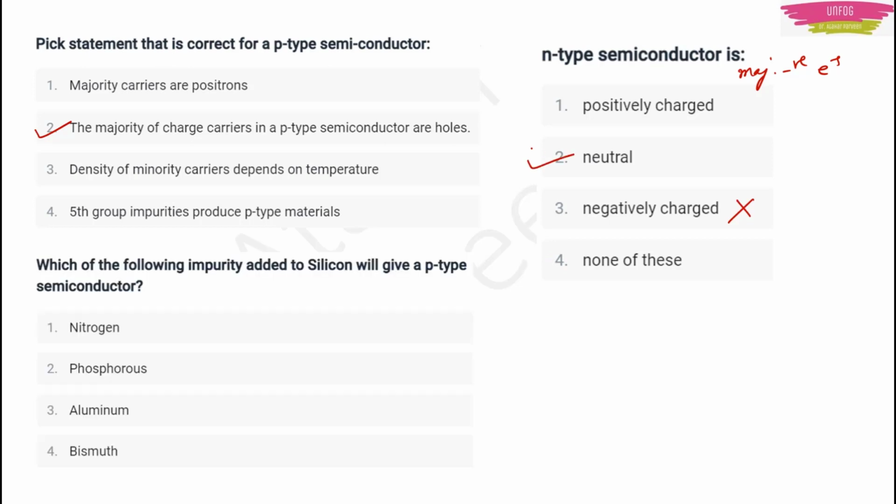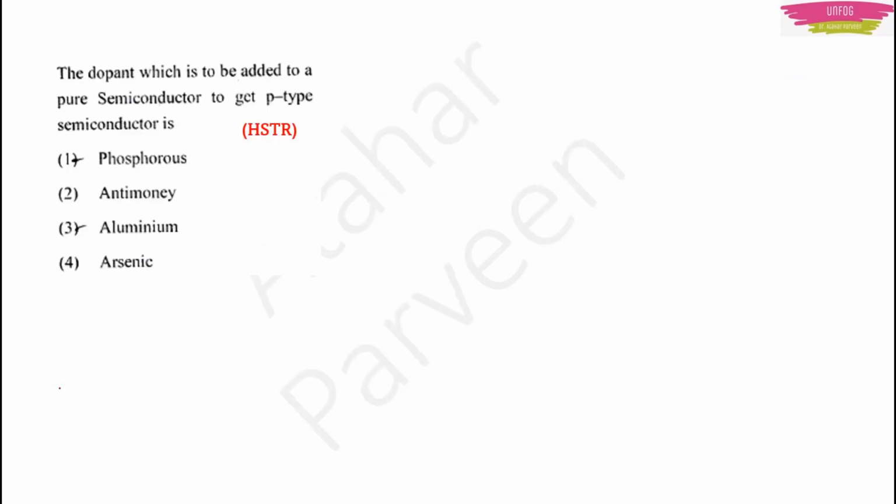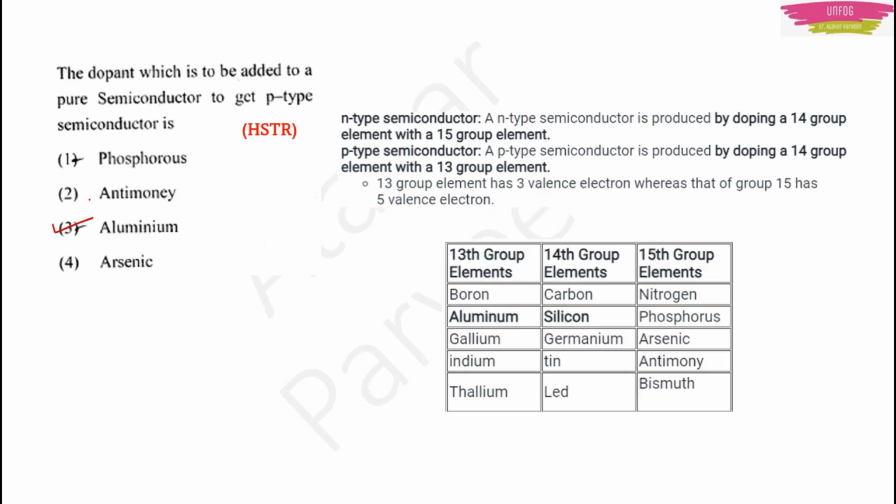Next, which of the following impurity added to silicon will give a p-type semiconductor? What I told you, for a p-type semiconductor, you use trivalent. Trivalent means aluminium. It should be the right answer. Now, this question was asked in HSTR. A similar question: the dopant which is to be added to a pure semiconductor to get p-type semiconductor should be aluminium.